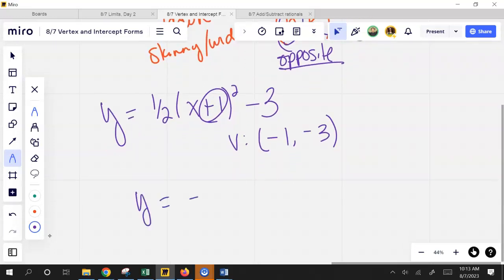One more. That's how you find the vertex. Now, we're going to graph it in just a second. I just want to make sure that you can recognize the vertex in the equation, and then we'll get into graphing it.